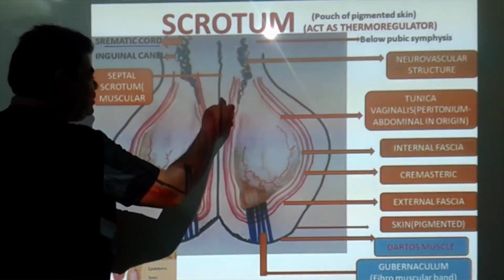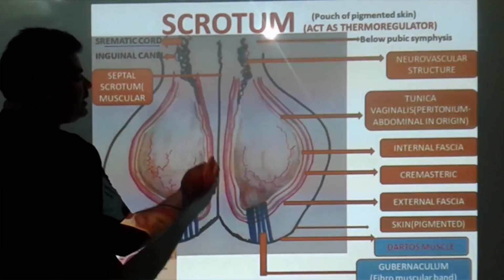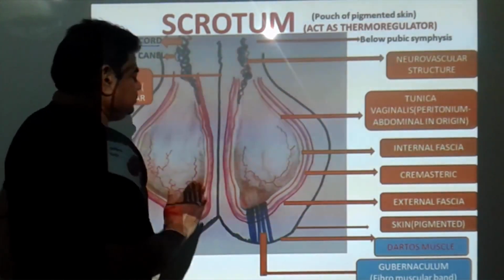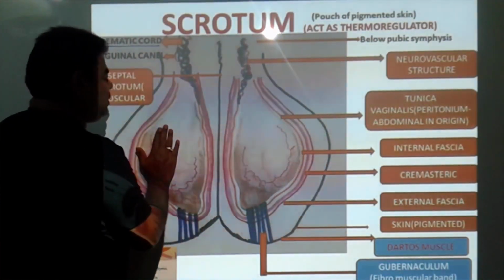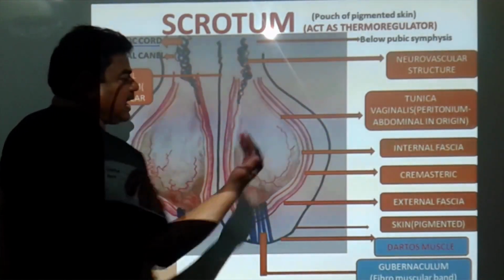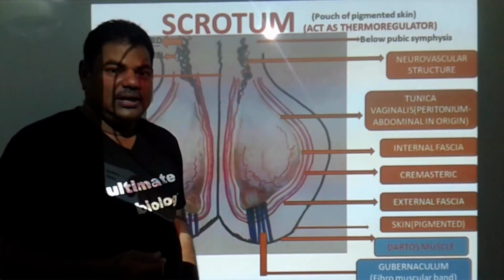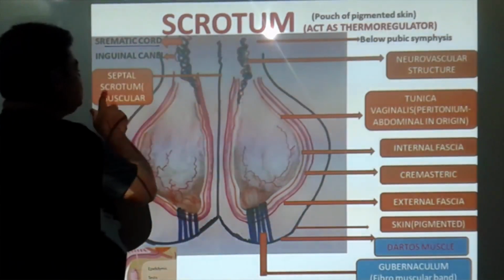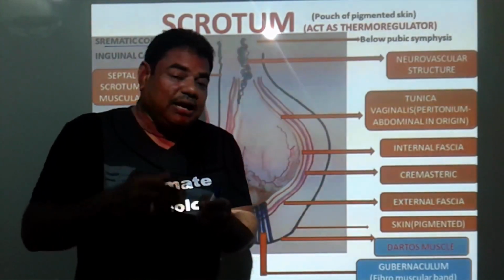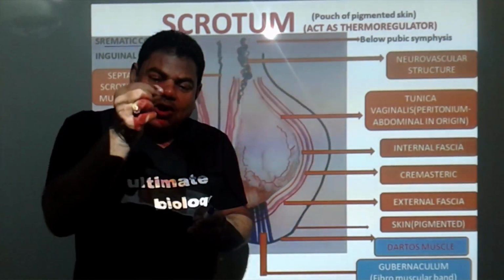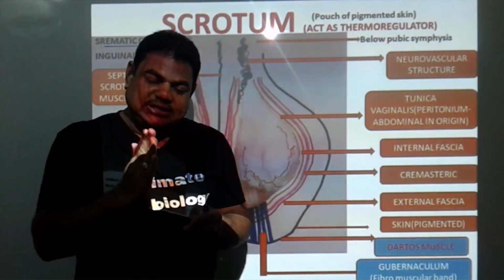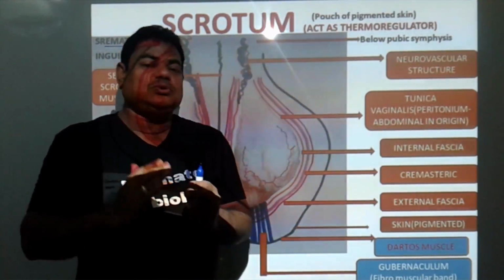This septum scroti divides the testes into two parts. One testis is present in one sac and another testis is present in another scrotal sac like this. And this septum scroti is easily detected by our naked eye. There is a scar on the scrotum, and that mark shows the scrotum is divided into two parts.